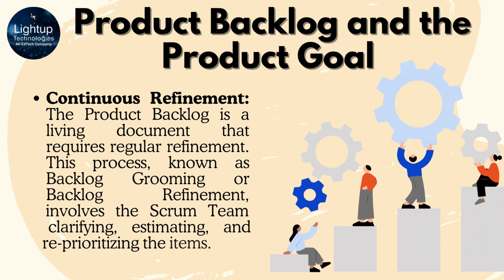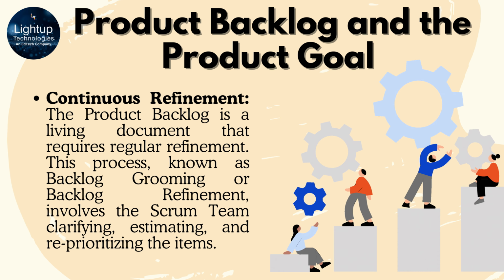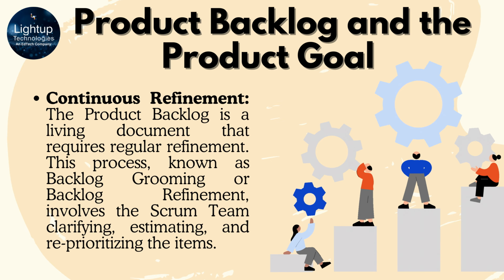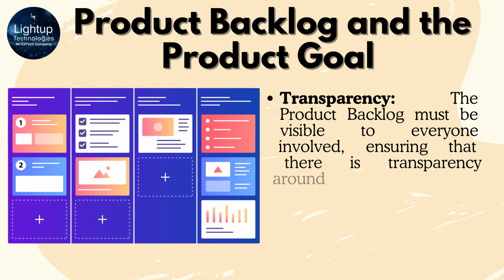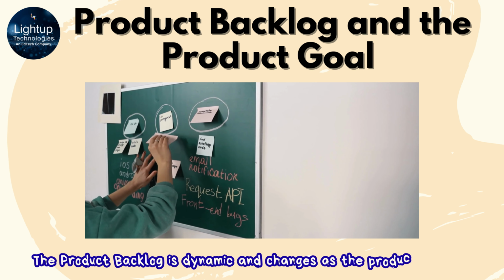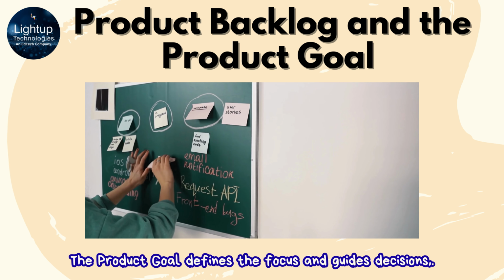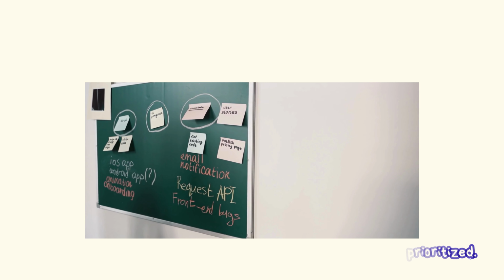Continuous refinement. The product backlog is a living document that requires regular refinement. This process, known as backlog grooming or backlog refinement, involves the Scrum team clarifying, estimating, and reprioritizing the items. Transparency. The product backlog must be visible to everyone involved, ensuring that there is transparency around what is being worked on and what the priorities are. The product backlog is dynamic and changes as the product evolves. The product goal defines the focus and guides decisions, ensuring the Scrum team always knows what needs to be prioritized.